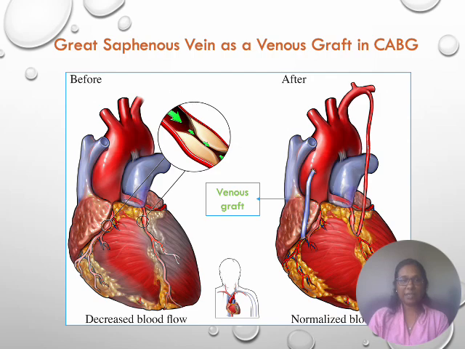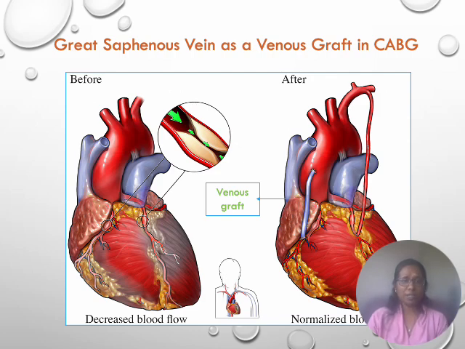The next clinical aspect is using the great saphenous vein as a venous graft in CABG. CABG stands for coronary artery bypass graft. The usual story we are listening to these days is that he or she suffered a heart attack, went for an angio and then underwent a surgery, that is a bypass surgery, right? This is the usual story we have been hearing very recently all over. Now, what is this bypass and what is being bypassed?